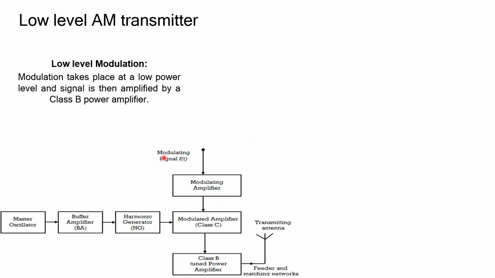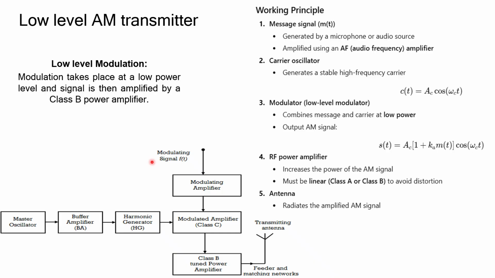Now here you can see this is your voice signal, that is your message signal itself, right? Then the modulating amplifier, here itself we are amplifying, right? Then here is your oscillator, buffer amplifier and harmonic generator. And here is the modulated amplifier, class C, right? Finally the class B tuned amplifier is here, which will amplify your modulated signal. After that you can transmit using the antenna into airspace, right? So this is the block diagram for your low level modulation transmitter.